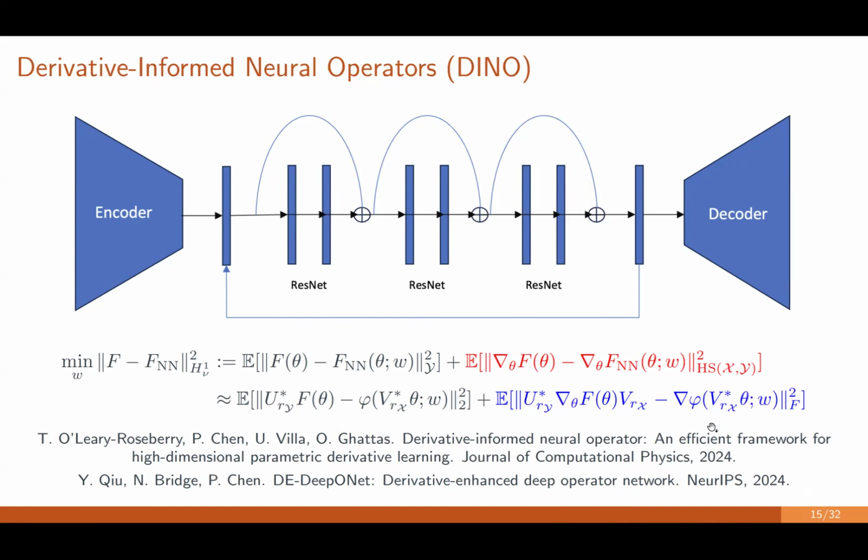By this dimension reduction, we can efficiently compute this loss function, and the training of this so-called derivative informed neural network also becomes quite efficient. We also generalize it to other neural operators like DeepONet here, and also the Fourier neural operator, by using this derivative information or directional derivative information.